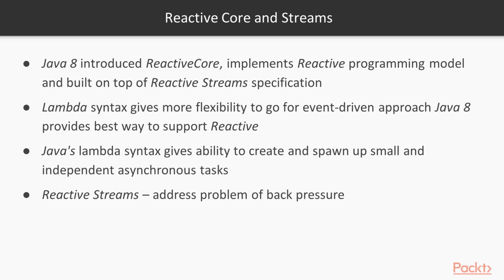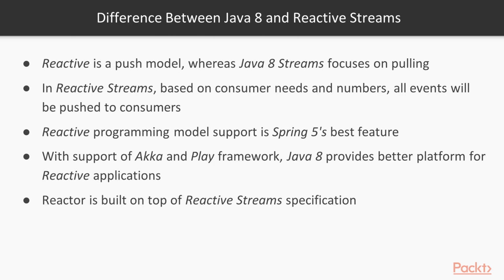One of the main goals of reactive streams is to address the problem of backpressure. The main difference between Java 8 streams and reactive streams is that reactive is a push model, whereas Java 8 streams focus on pulling. In reactive streams, based on consumer needs and numbers, all events will be pushed to consumers. Reactive programming model support is Spring 5's best feature since the last release. Also, with the support of the Akka and Play framework, Java 8 provides a better platform for reactive applications.